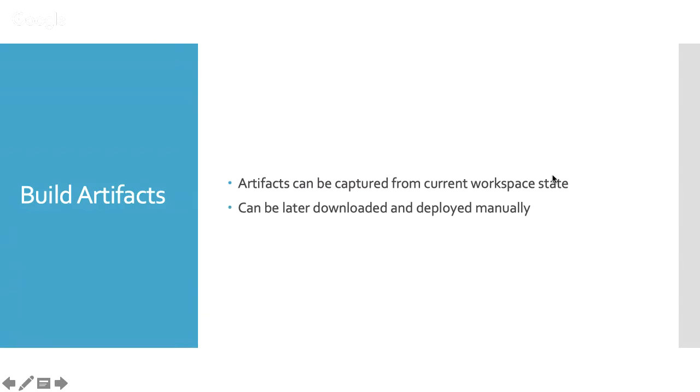So artifacts are captured from that workspace that we've talked about and saved. They can be later downloaded, and you can deploy them manually if you want to. You can also, of course, do automated deployments with Jenkins, but we will not really go into that because it is a bit complicated topic. So that's what we have seen with artifacts. So are there any questions for artifacts? Okay, no questions here. I don't see anything on Slack. Okay, so we can continue.